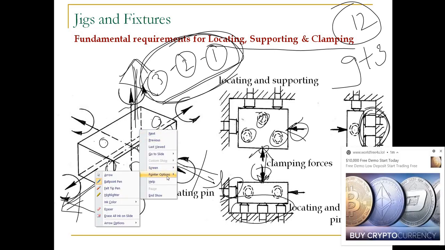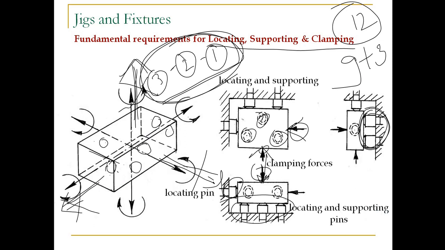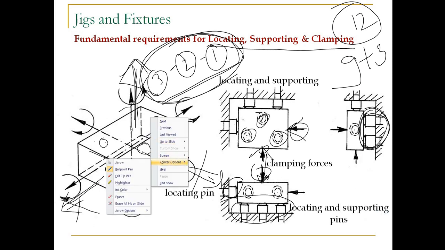So this is the most important principle of 3-2-1, meaning 3 pins on the bottom, 2 pins on this particular plane, and 1 pin in this particular plane. So the 3-2-1 principle of locating, supporting, and clamping is a very important topic.